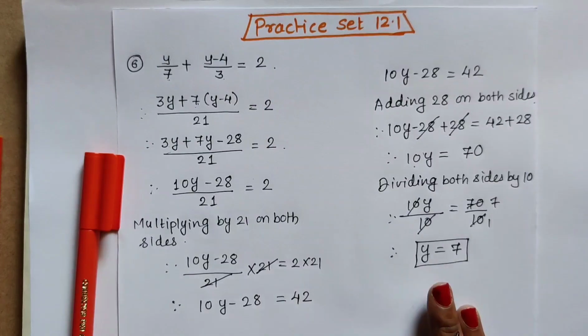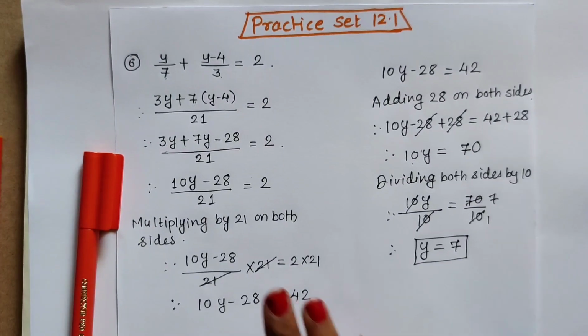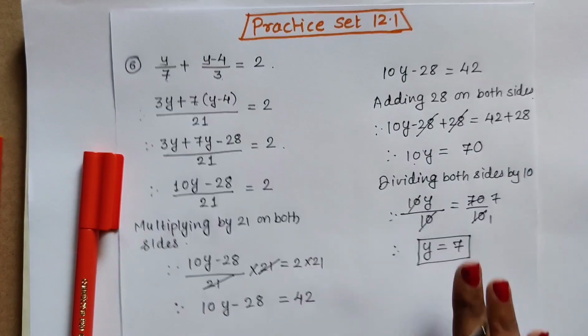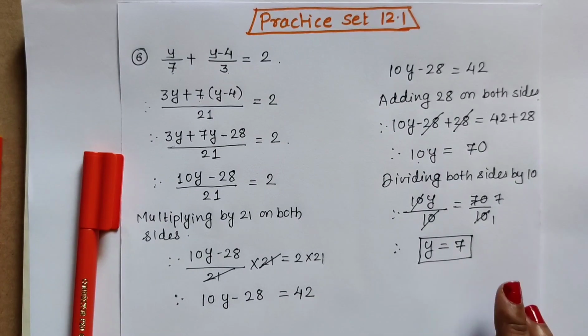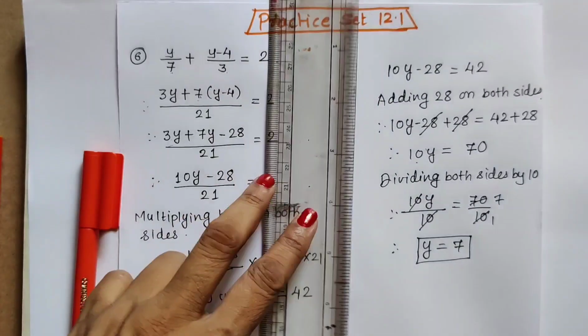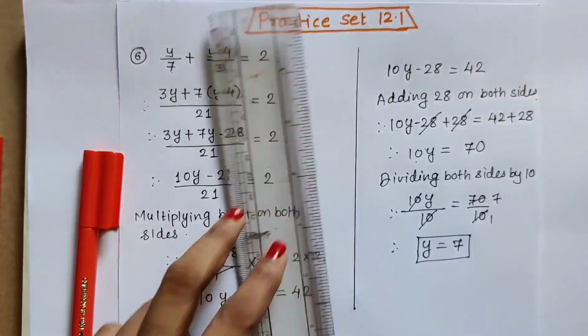And this way we get the value of the variable from the equation in the end. So in the end, the final step should have only the variable on the left hand side and only a number on the right hand side. So that is called solving the equation.